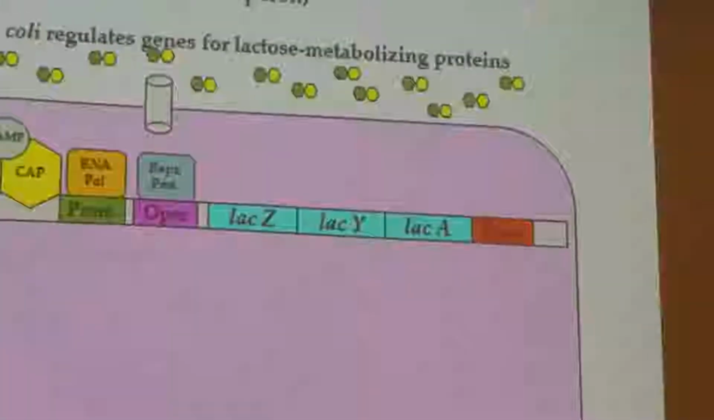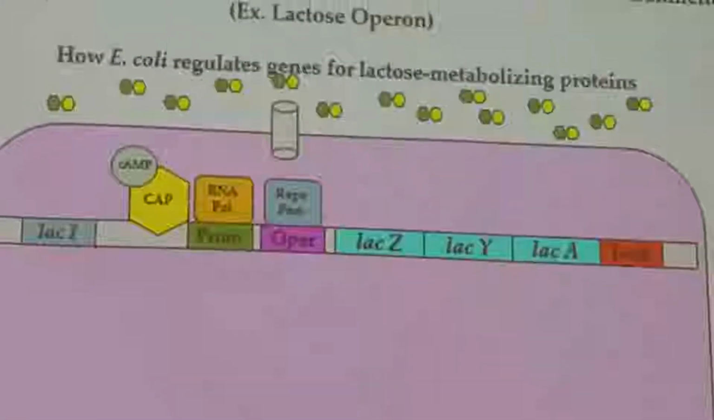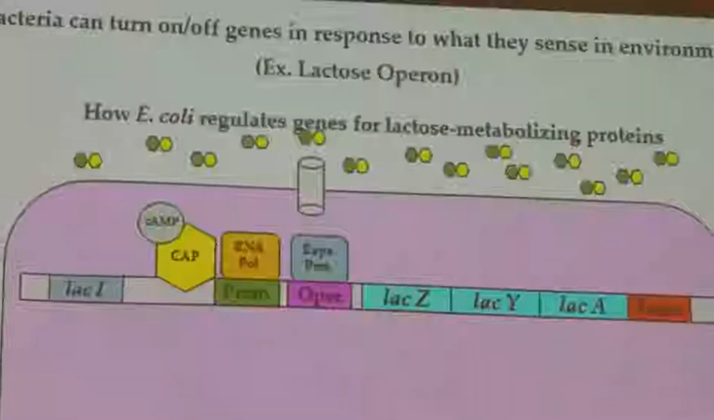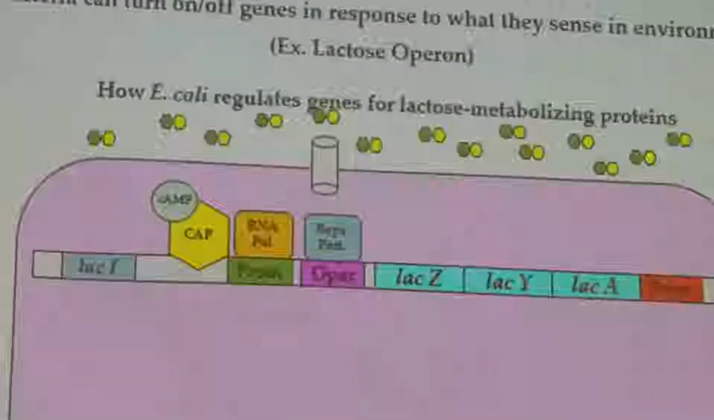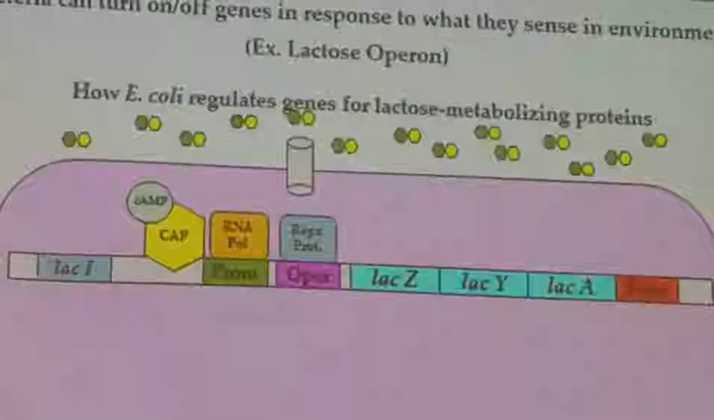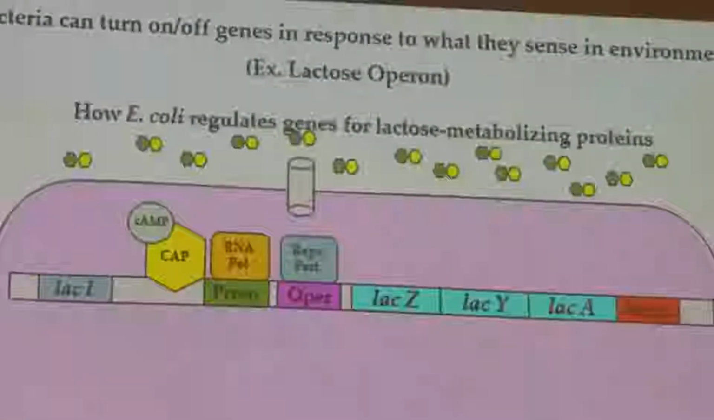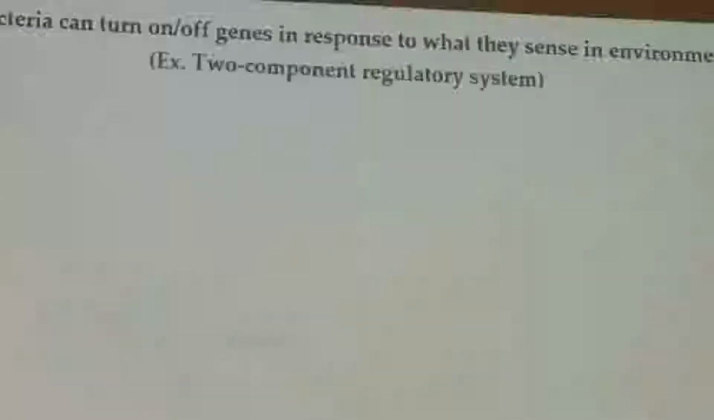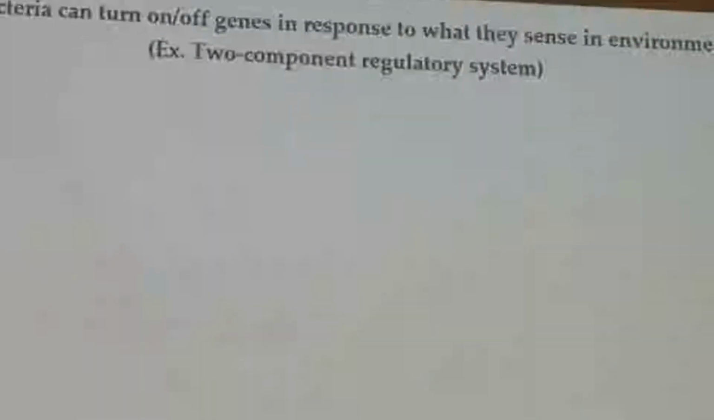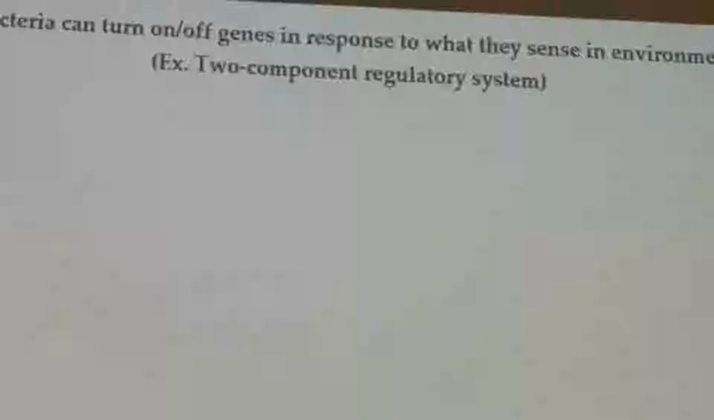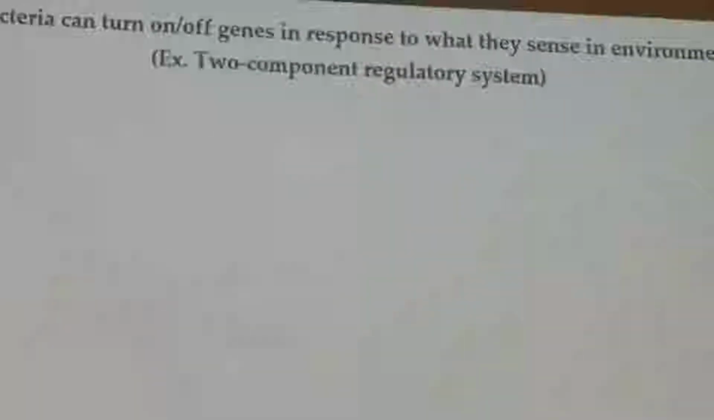So that's one way that bacteria have of turning on and off their genes, but it turns out that that's not the only way. So what we'll show you next is another method for turning on and off genes in bacteria, and it's a method called the two-component regulatory system. It's called that because it has two parts to it. Does that make sense? Two-component because it has two parts.